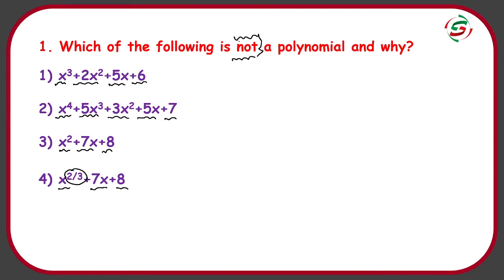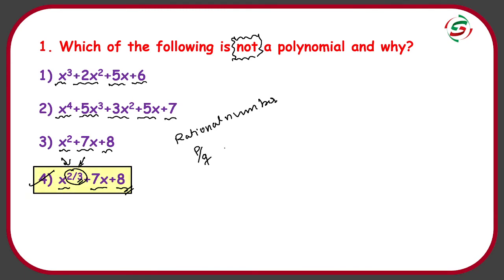They are asking which of the following is not a polynomial. So here you can just see the power of x is a rational number. So clearly you can say that this is not a polynomial. The fourth option is not a polynomial because of the power of x. Here the power of x is in the form of p by q, and we say that is a rational number. Therefore the fourth option is not a polynomial.